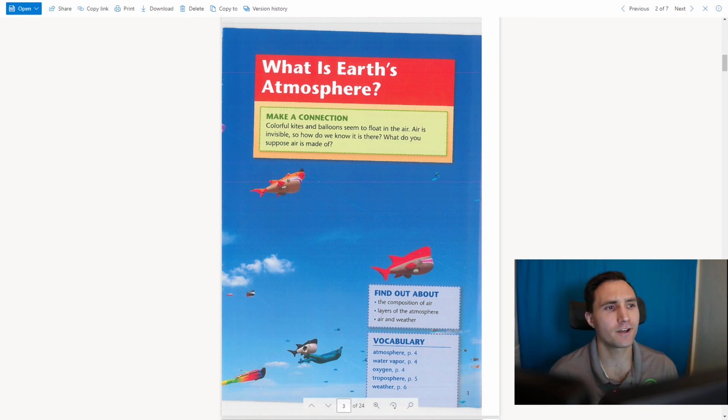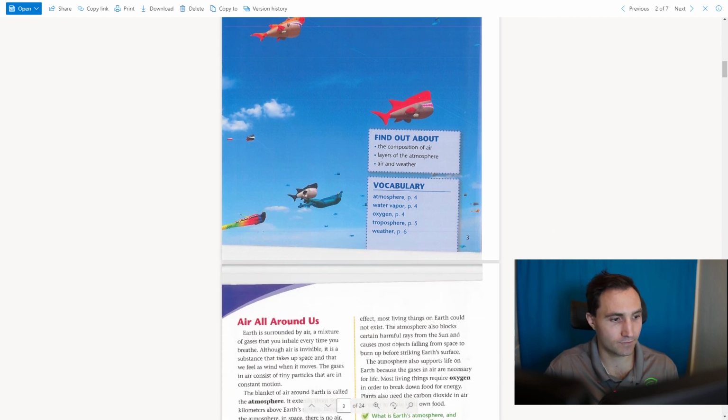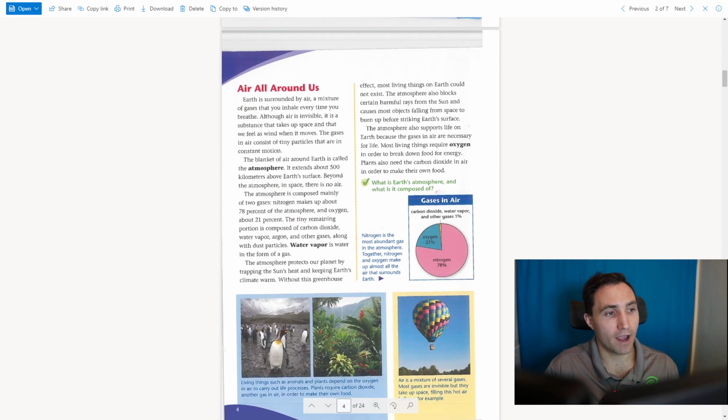So let's start off. What is Earth's atmosphere? It's a good question. Well, let's make a connection. Colorful kites and balloons seem to float in the air. Air is invisible. So how do we know that it's there? What do you suppose air is made of? Well, maybe some of you guys already have an answer to that, and maybe some of you guys don't know. Well, that's what we're going to learn today, okay? So let's learn about air. Air and water we're learning, okay?